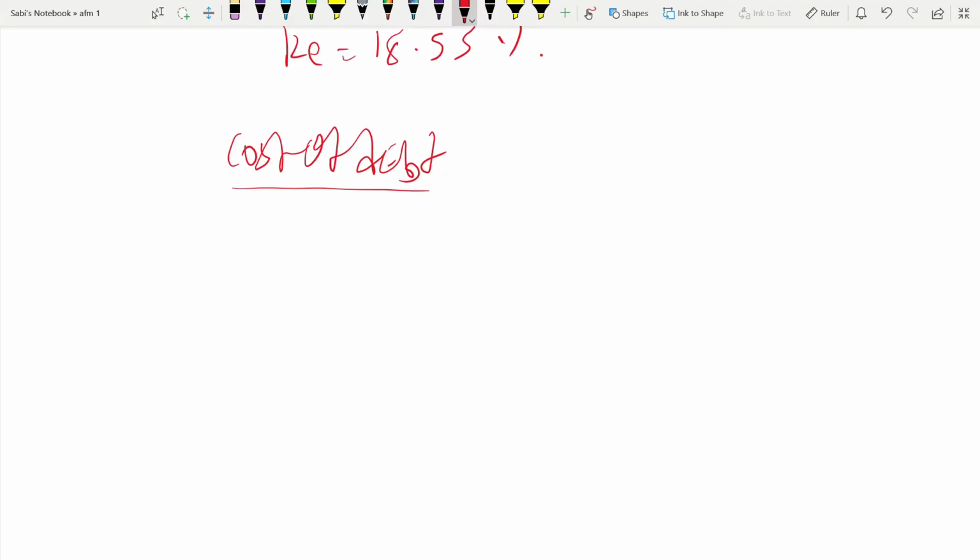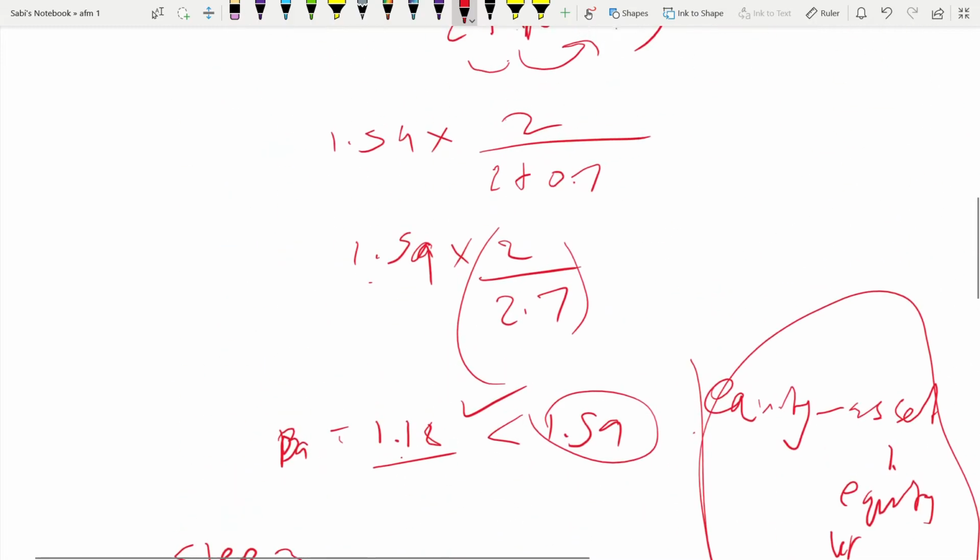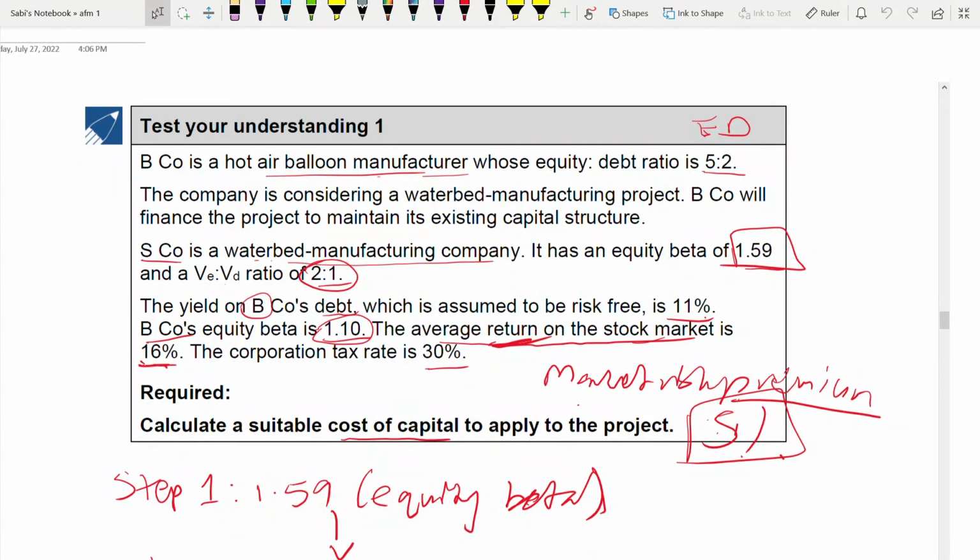So what's the cost of debt? What do you do? Whenever you're finding the cost of debt, you first need to understand whether it is redeemable or irredeemable debt. Ask this question and see what is written. Which is assumed to be risk free. Yield on the debt. This means it is irredeemable. Otherwise, they would have given you that this is a loan, this is a bond, this is a redeemable time. If they have not mentioned anything about a redemption period, or that the loan is going to be paid in 5 years, or the bond is going to be redeemed, that means it is irredeemable debt. That is the assumption, right?